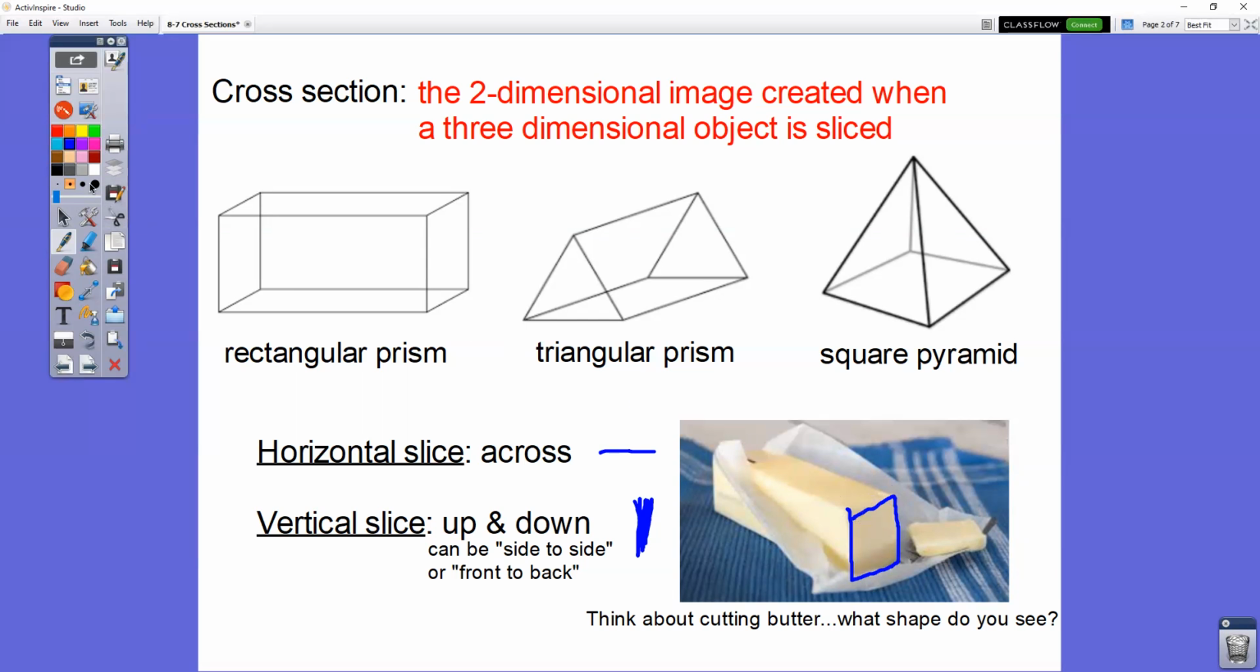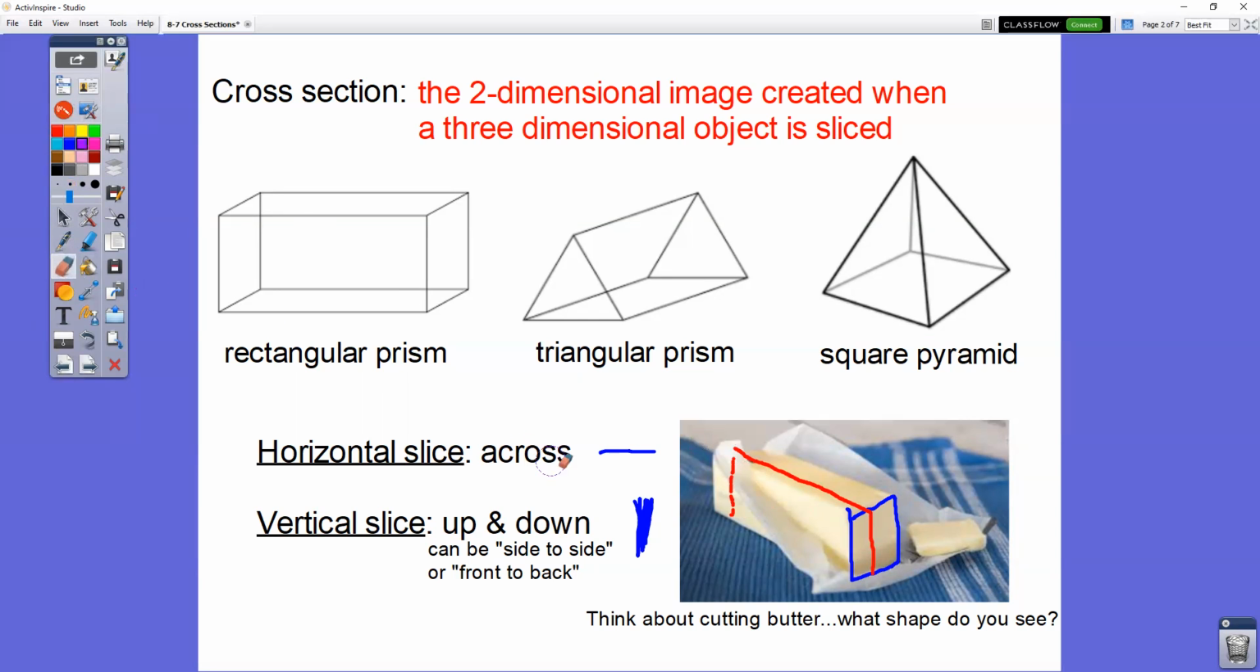We could also slice this going front to back. We could slice it going like this so that you're getting one long piece of butter. If we slice it down the length of the butter and open that up, we would see a rectangle as well. But that's the difference between side to side up and down, which is that one, and front to back up and down. But that's still a vertical slice.